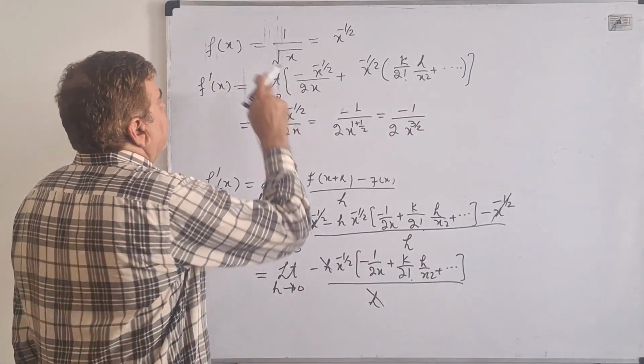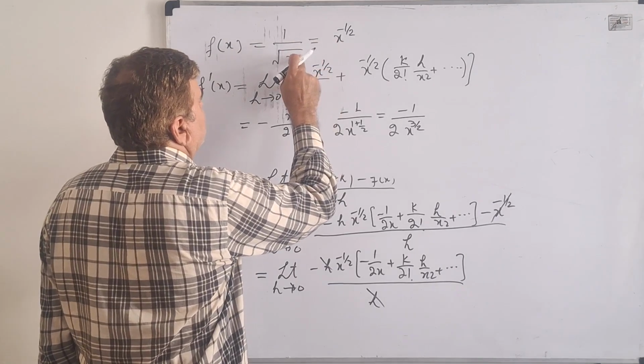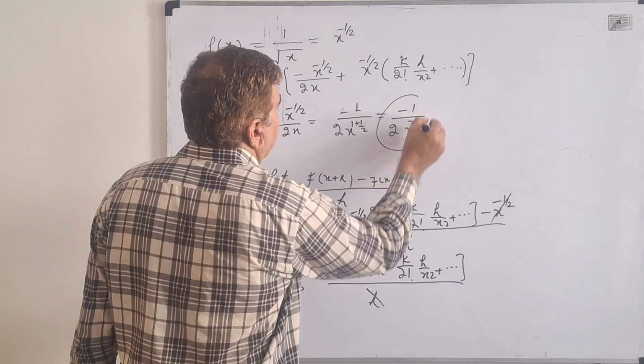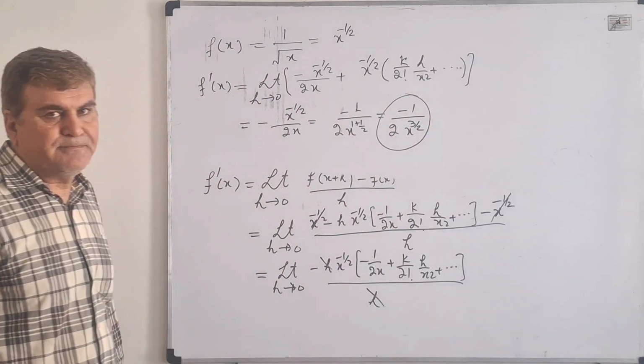So the derivative of f of x equals 1 over square root x is this. This is the derivative. So this way we find that out.